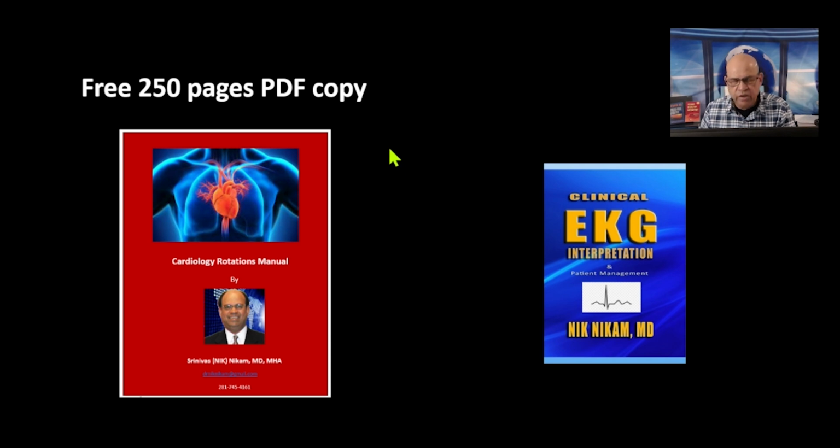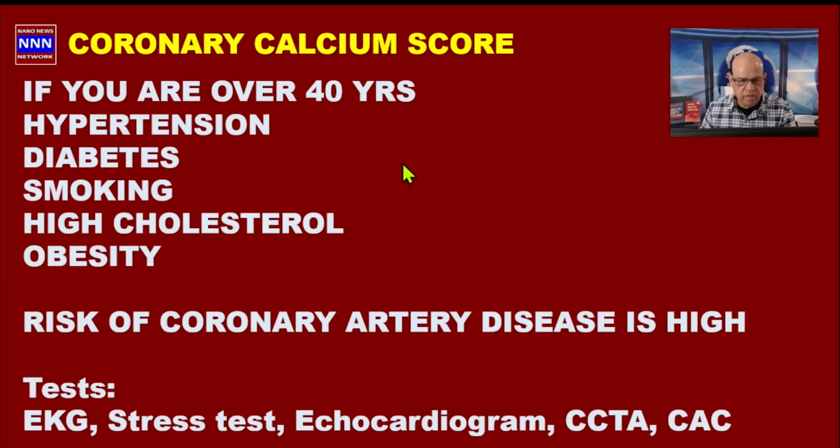So let us continue with the feature presentation. If you are over 40 years, if you have history of hypertension or diabetes or history of smoking or high cholesterol or obesity, and you are concerned about the risk of having a heart disease, or you have a family history and you're concerned that you may be having a heart problem, your doctor may suggest you to get an electrocardiogram, and they may suggest you to do an exercise test.